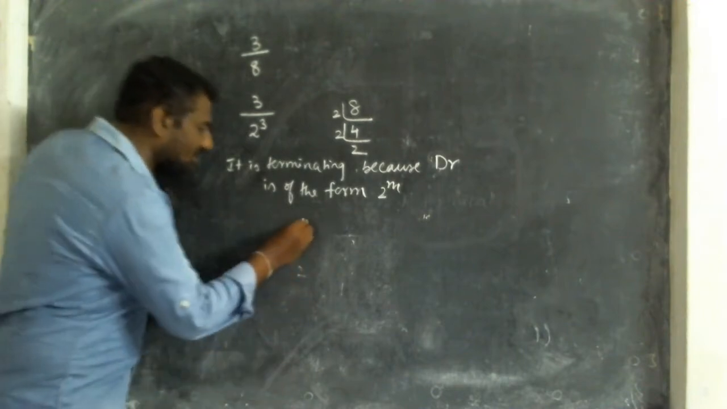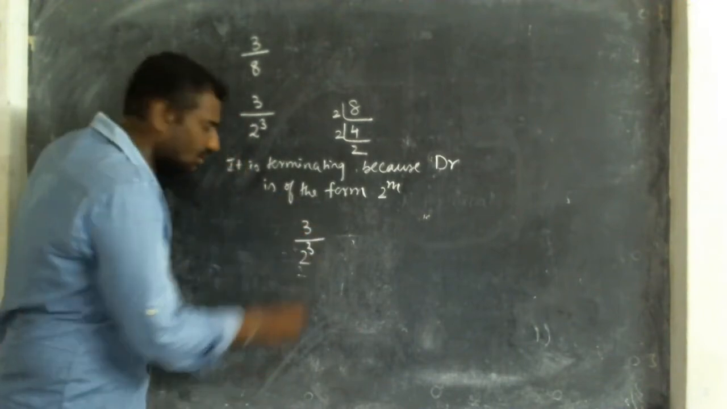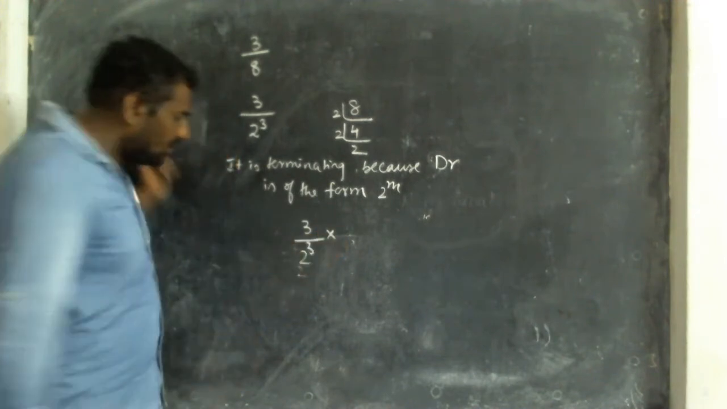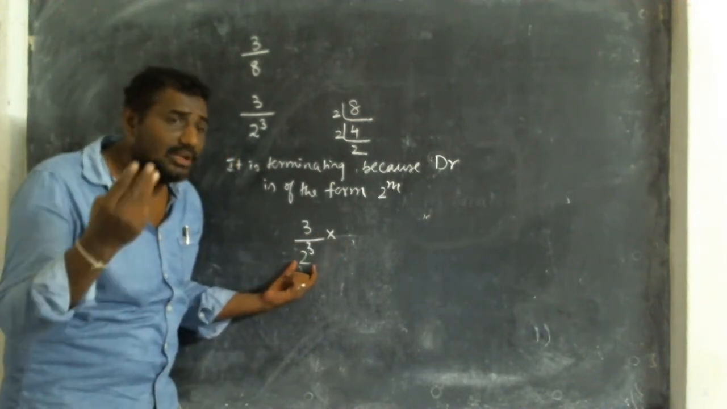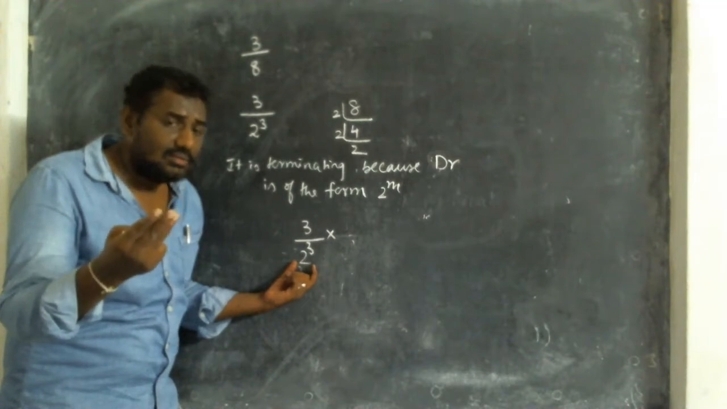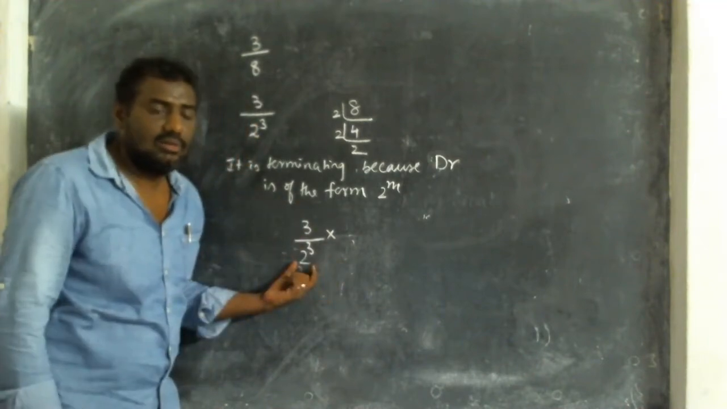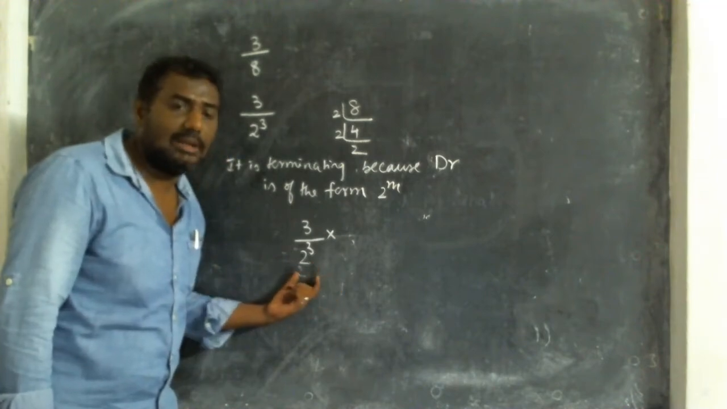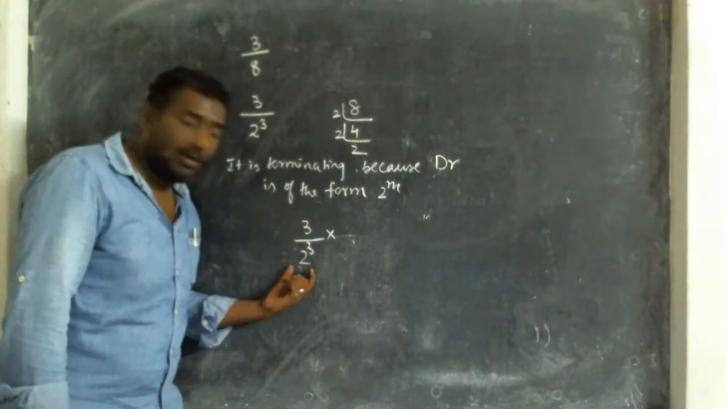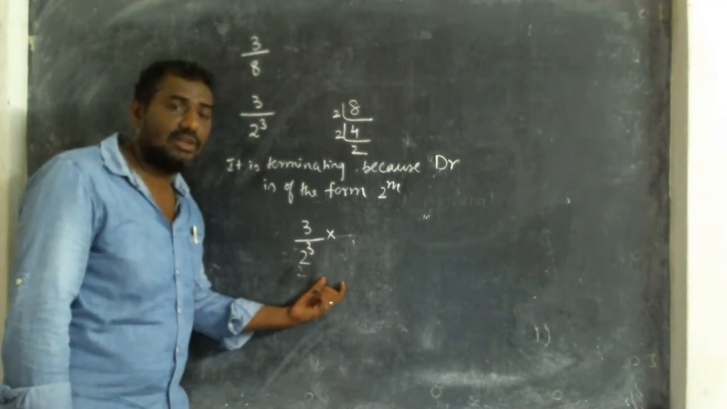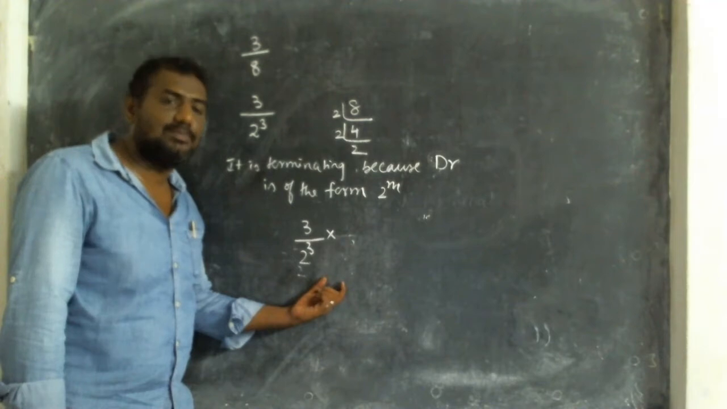How to convert into decimal? 3 by 2 power 3. Here how many 2's are there? 3 are there. With 3 5's you have to multiply numerator and denominator. So in the denominator we should have an equal number of 2's and 5's. Here 2 power 3 is there, so I should get 5 power 3. I have to multiply by 5 power 3.